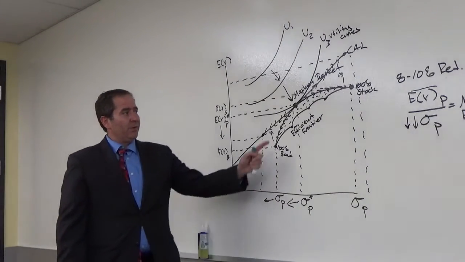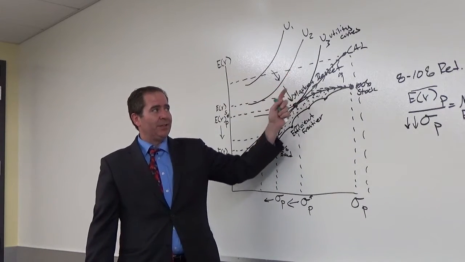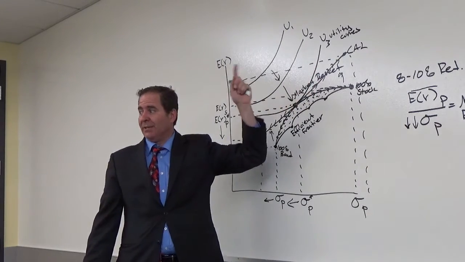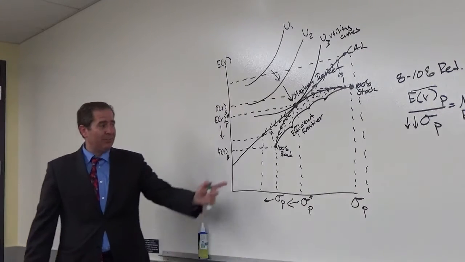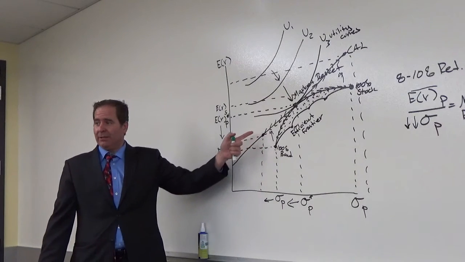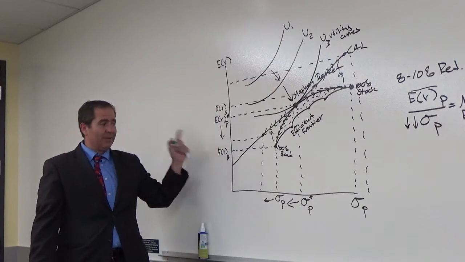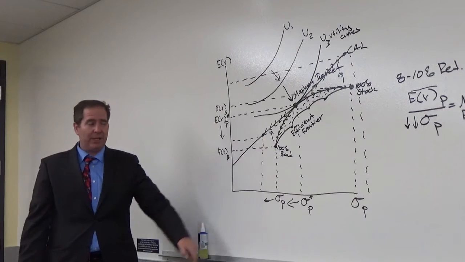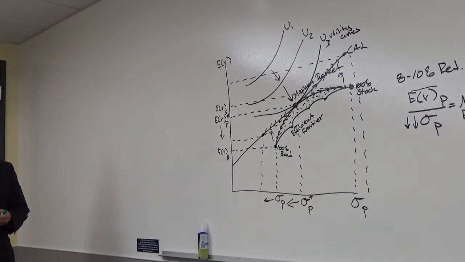So through the use of leverage, I can jump off the efficient frontier onto the capital allocation line, move up, get a higher rate of return, but significantly higher risk. Through the process of lending, I can jump off the efficient frontier, move down the capital allocation line, but I'm going to get significantly lower return, but significantly lower risk.